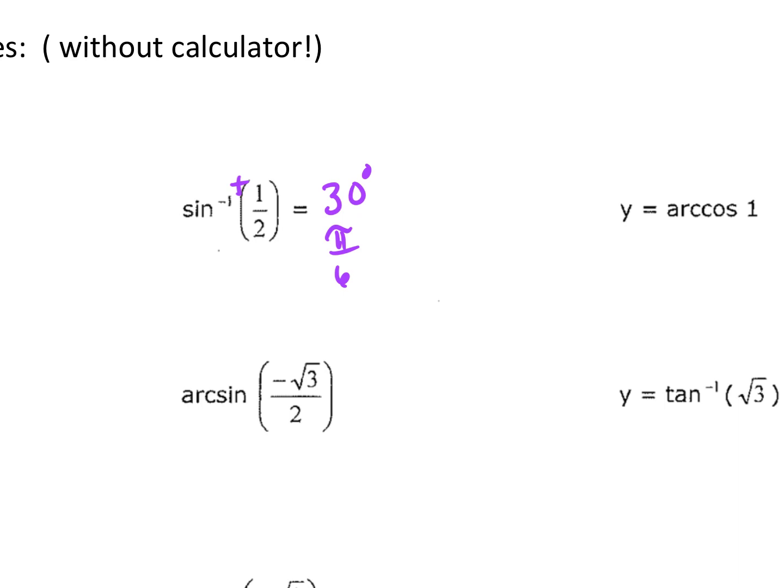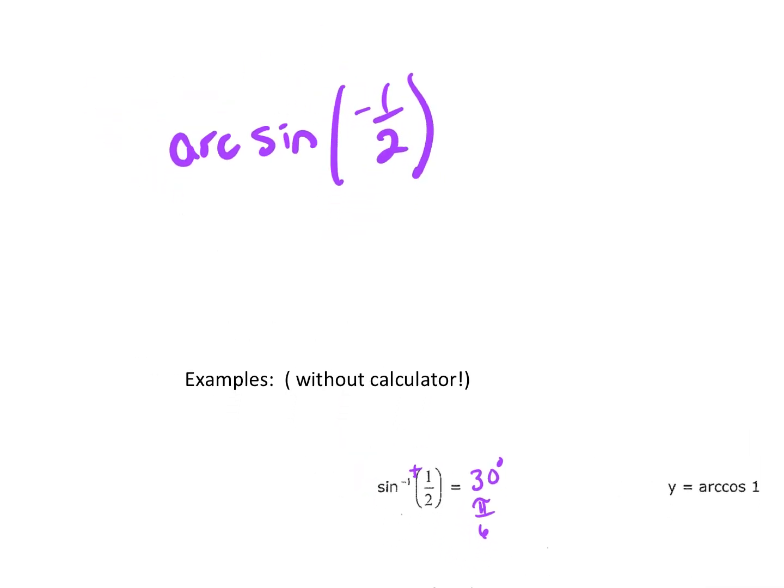Okay? So inverse sine of something positive, we go to quadrant 1 and we're looking for where that sine value is 1/2, and we're finding our angle measure. Whereas if I'm asking to find the inverse sine of a negative value, what quadrant am I going to look in? What quadrant do I have to look in for an inverse sine of something negative? 4. Yep, we've got to look in quadrant 4 now.